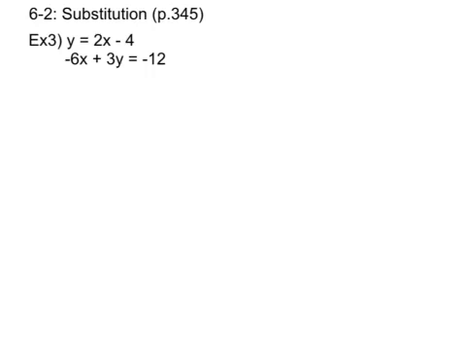Okay, now I'm going to show you a couple strange cases, and I'm not going to tell you what they are in advance, but you'll be able to see it pretty quickly here. Here in this example number 3 on page 345, we're back to having them being nice to us again. They're giving us y equals 2x minus 4. So they did the first step for us already, so I'm just going to substitute that. I'll rewrite my second equation, so it's negative 6x plus 3y equals negative 12.